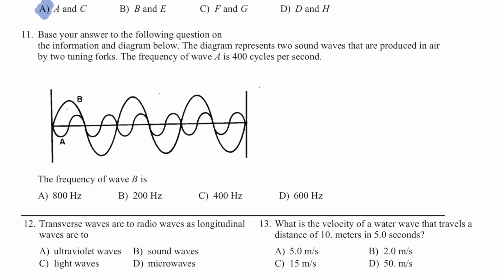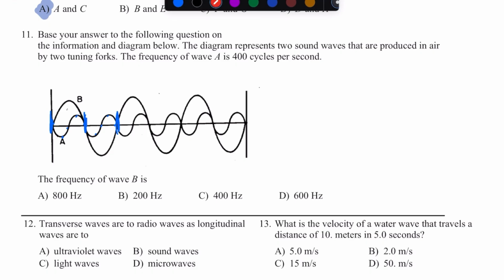Number 11. The diagram represents two sound waves that are produced in air by two tuning forks. The frequency of wave A is 400 cycles per second. The frequency of wave B is what? So let's compare wave A and wave B. I'm going to use blue to show you guys wave A. So this is one wavelength for wave A, and I know this because I just look at the points. So A, B, C, D, E, that's one wavelength. A, B, C, D, E, that's another wavelength. So that's two wavelengths for wave A.